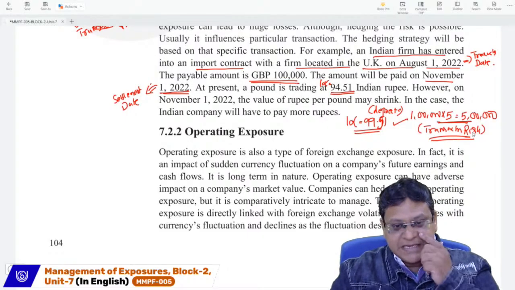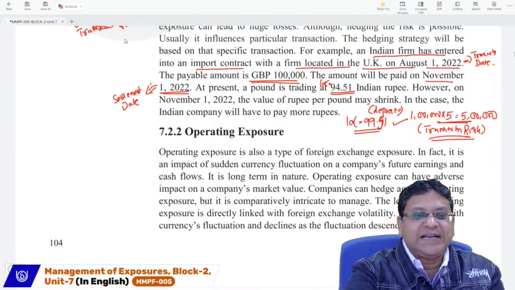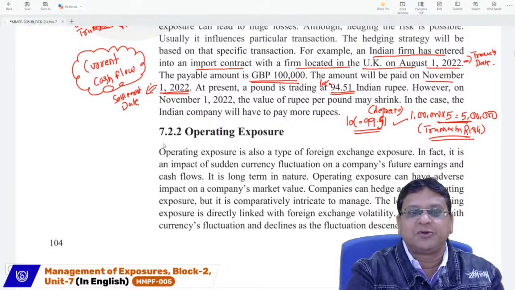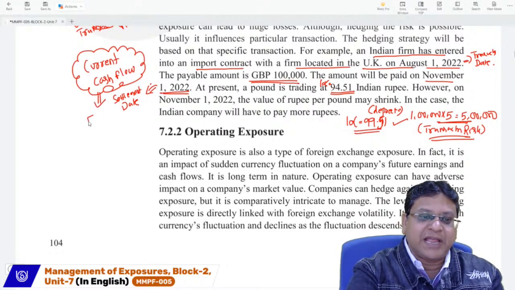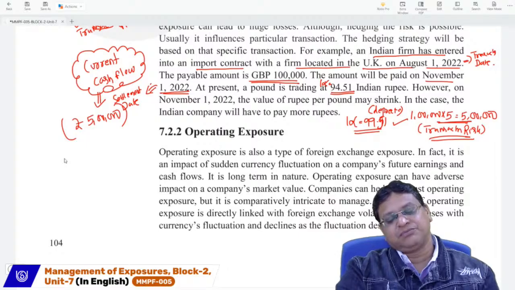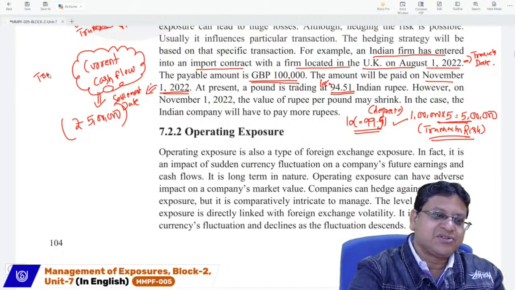Transaction risk arises due to transactions already contracted for. It affects the current cash flow of the business. Why does it affect current cash flow? Because the firm has to pay 5 lakh rupees extra. You have to pay rupees 5 lakh extra now, on November 1, 2022. So it is known as transaction risk or transaction exposure.